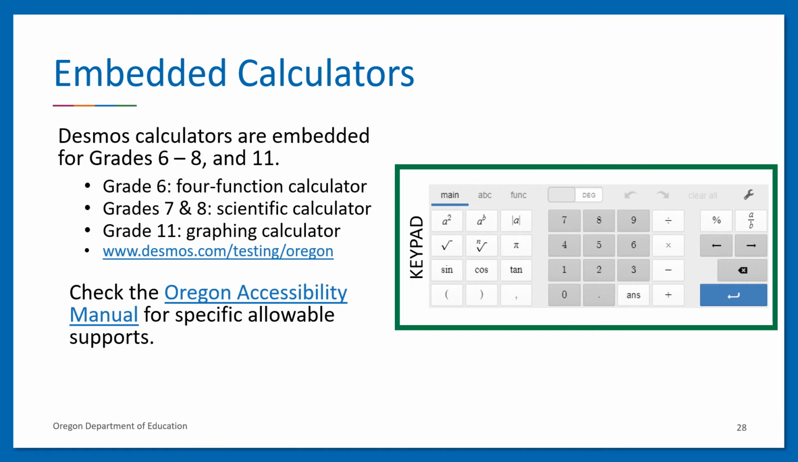Desmos calculators continue to be an embedded support within some mathematics items in grades 6 through 8 and grade 11. In grade 6, a 4-function calculator is available. In grades 7 and 8, a scientific calculator is available. In grade 11, a full-function graphing calculator is available. More information about the specific functionality of these calculators can be found on the Desmos website at www.desmos.com/testing/Oregon. Note that the OSAS science test uses the same embedded calculators as those found on the OSAS math test.